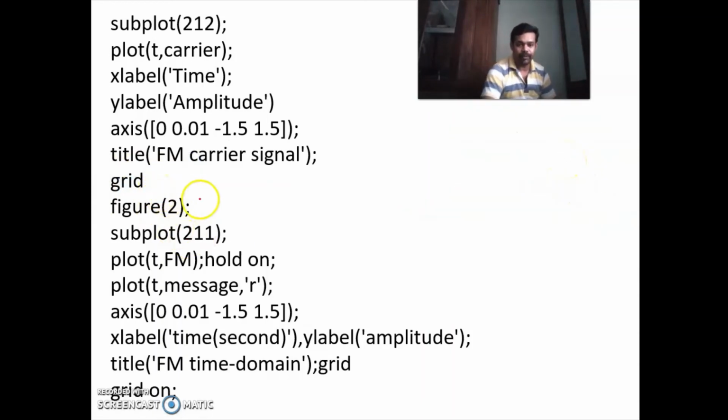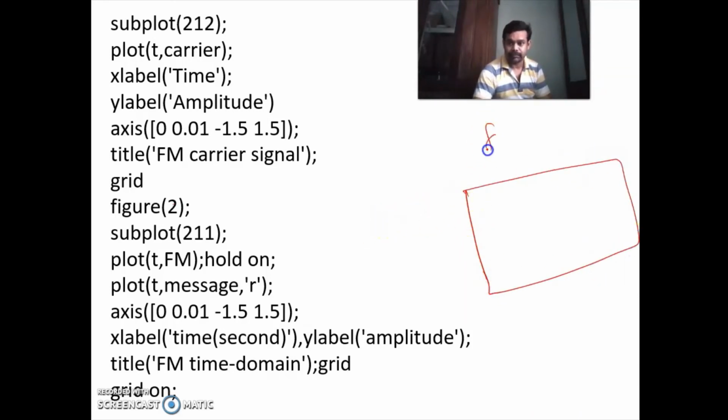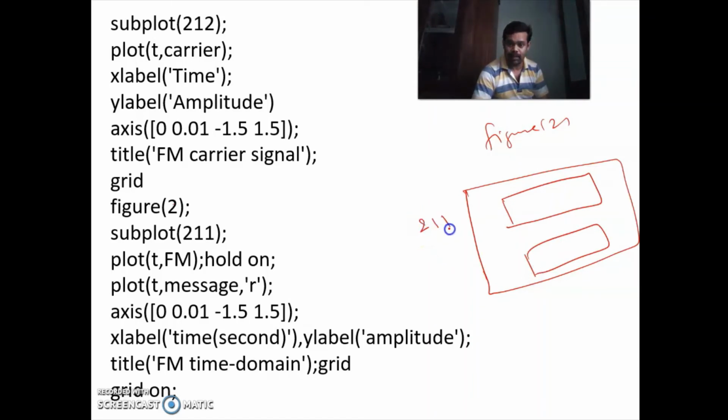Then you go for figure 2. In figure 2 you are plotting the modulated signal and the spectrum. Figure 2 will generate the next figure. It also has two plots, this is 2,1,1 and this is 2,1,2. In subplot 2,1,1, plot t comma FM will plot the FM signal here.